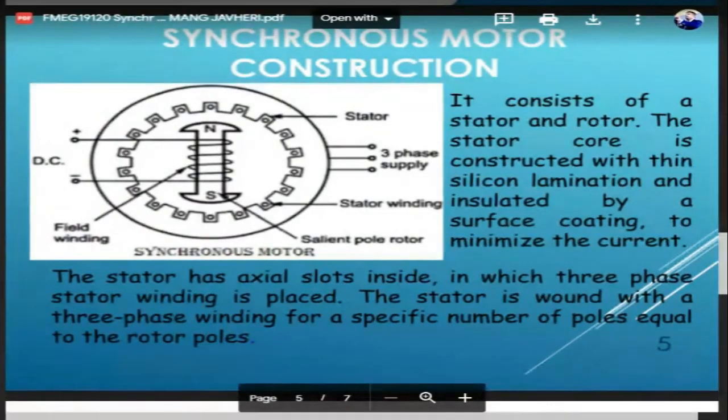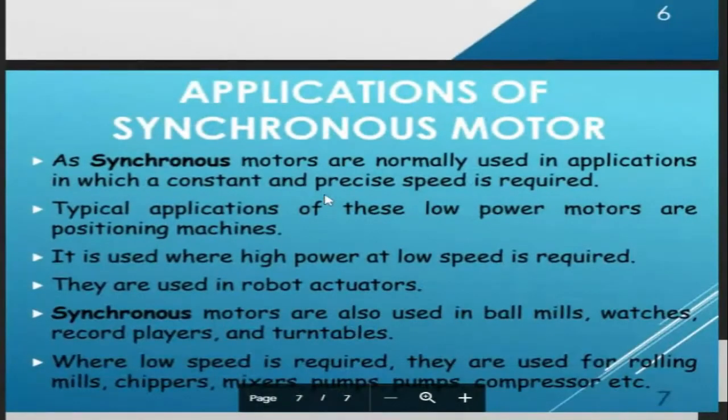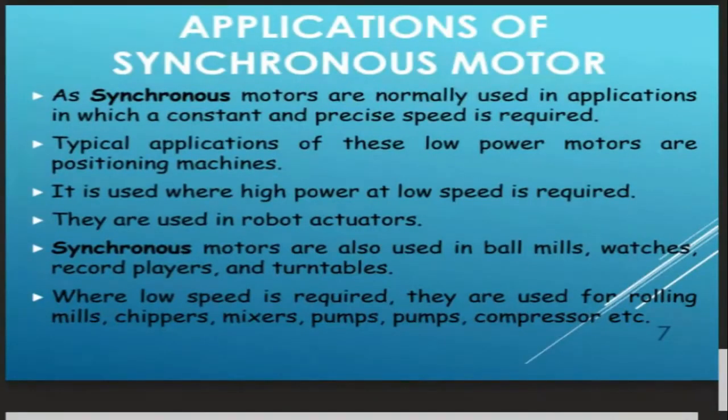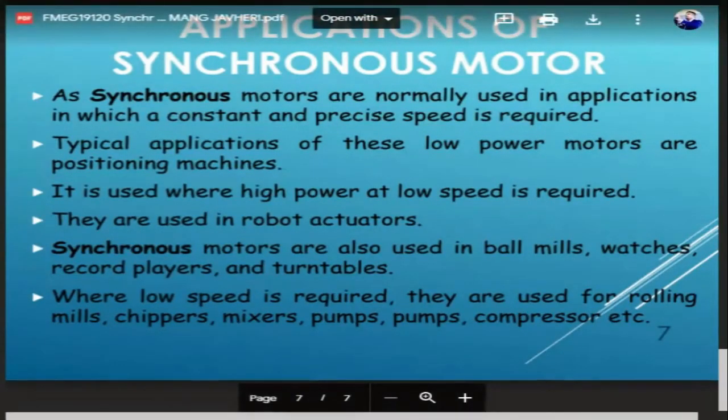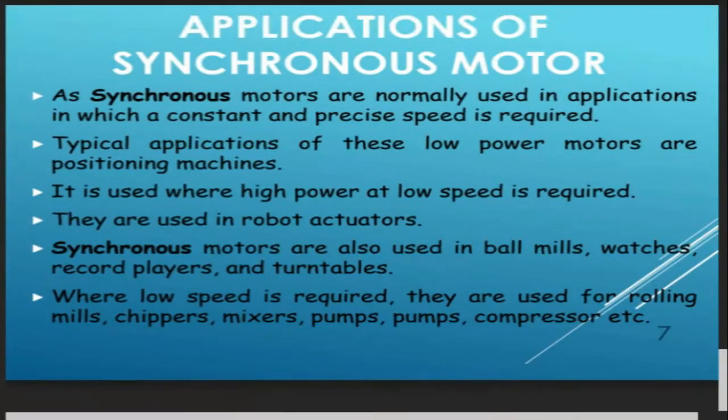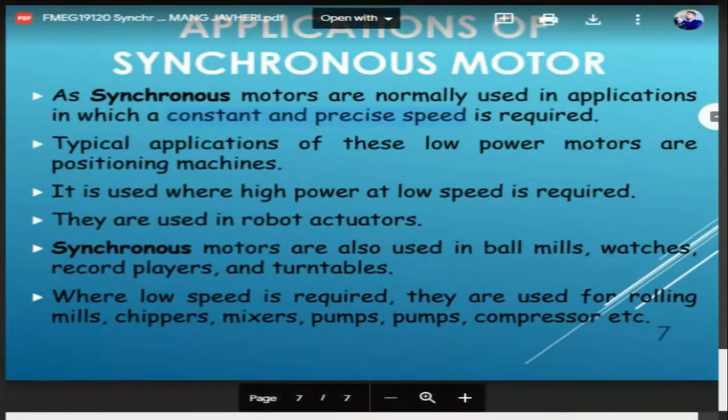Okay, so now going to the applications of synchronous motors, like constant speed and precise speed. What do you mean by that? That whenever we need a constant value of speed, it should remain unchanged as per the load variation. Okay, now what do you mean by load variation? Whenever we are connecting a load, say for example, have you ever visited a flour mill?